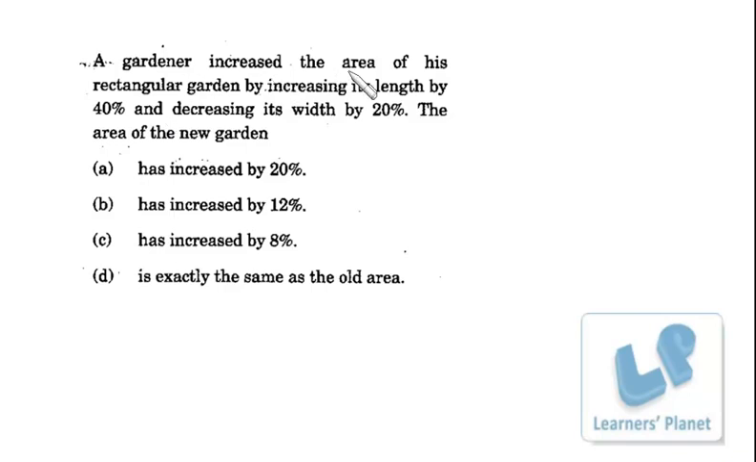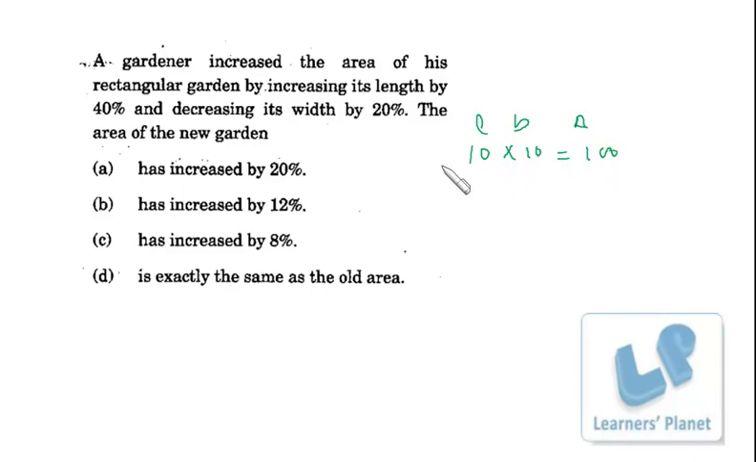A gardener increased the area of his rectangular garden by increasing its length by 40% and decreasing its width by 20%. The area of the new garden is. See, when we have to see the percentage increase and decrease, whether you have a rectangle or a square, you can take both the dimensions to be same, because from calculation point of view, it really doesn't matter. So to make the problem very simple, I take length and breadth, both of them initially to be 10, right? So initial length, breadth, both of them are 10 and area is 100 obviously.